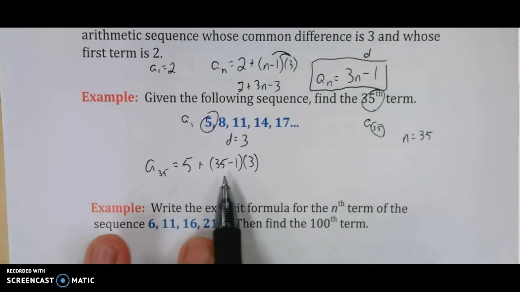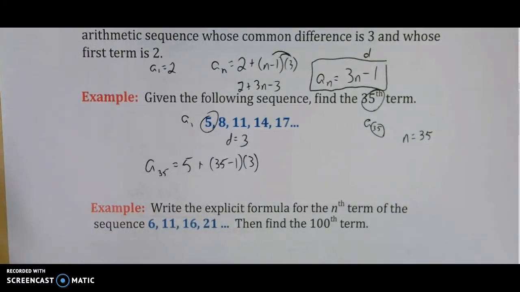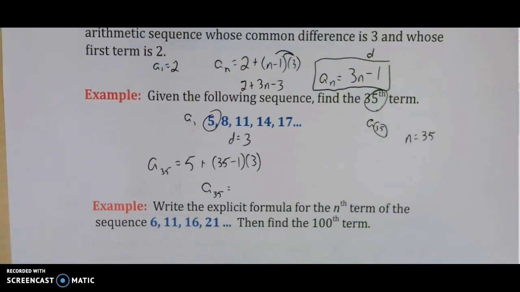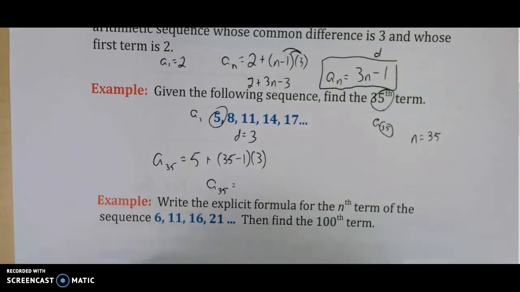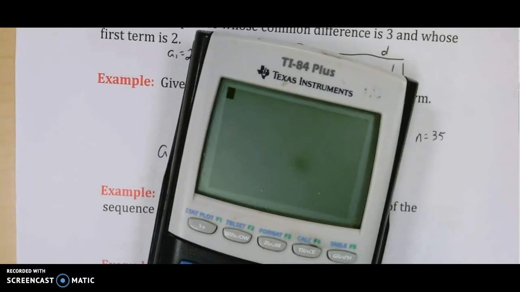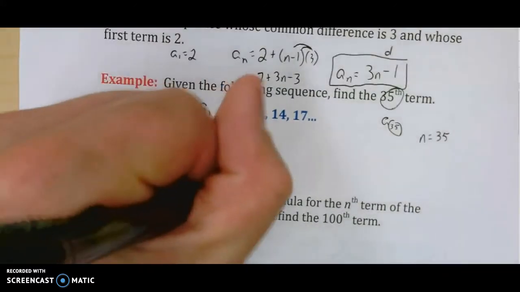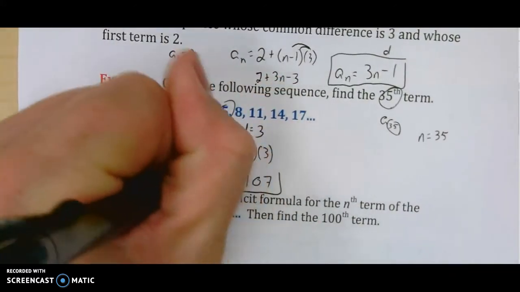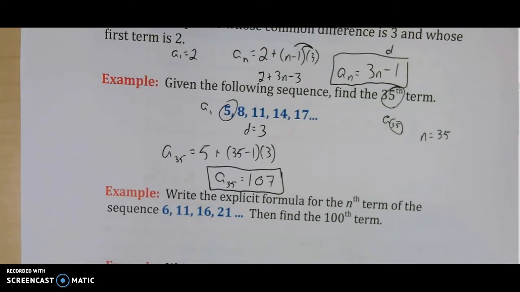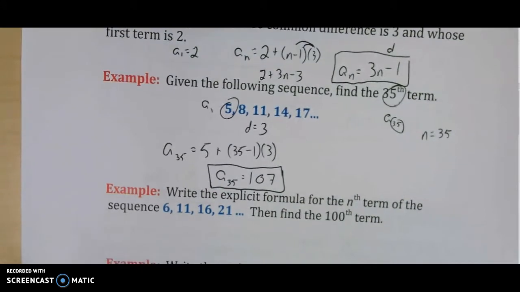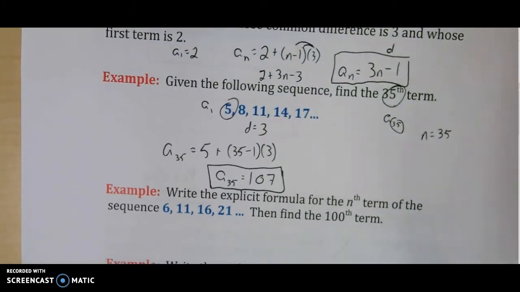And you guys can just skip that step mentally. If you want to write 34, go for it. So a sub 35 would equal, let's see what that turns into. Handy dandy calculator. We've got 5 plus 34 times 3, 107. So the 35th term in that sequence would be 107. And if I really wanted to double check, I could list out all of those numbers until I hit the 35th one. But that would take forever, and I don't feel like doing that.